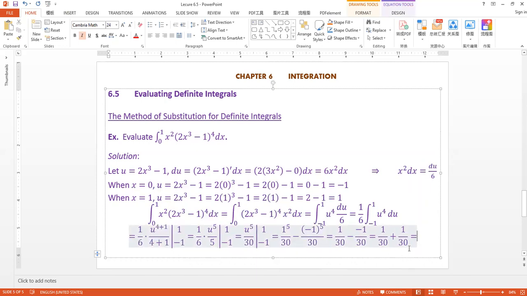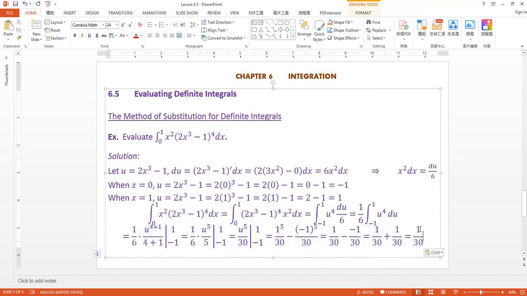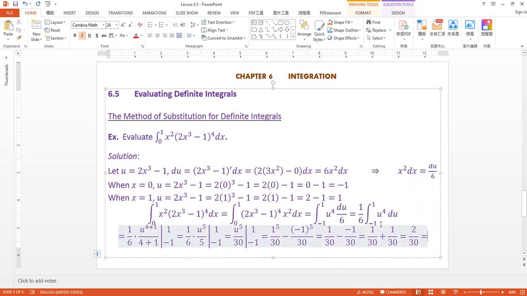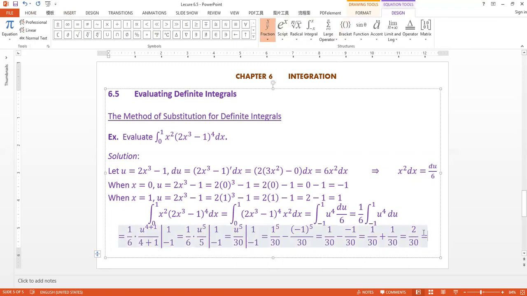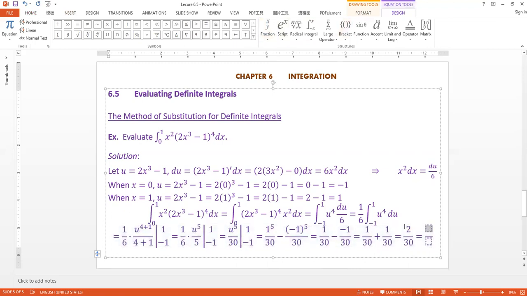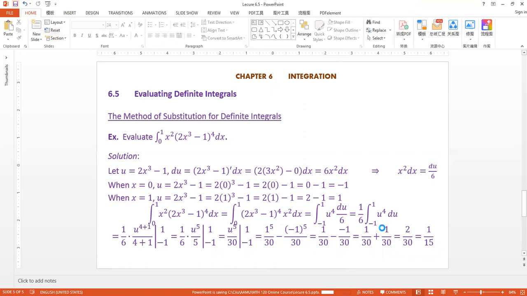We got the same denominator, 30, so we just add the numerators: 1 plus 1 is 2. By the way, you don't add the denominators; you keep the denominator. So it's 2 over 30. We can reduce it to 1 over 15 by canceling 2 on the top and at the bottom. So that's the final answer for this problem.